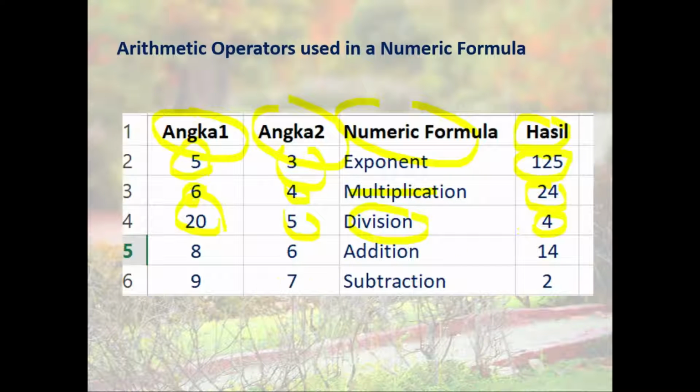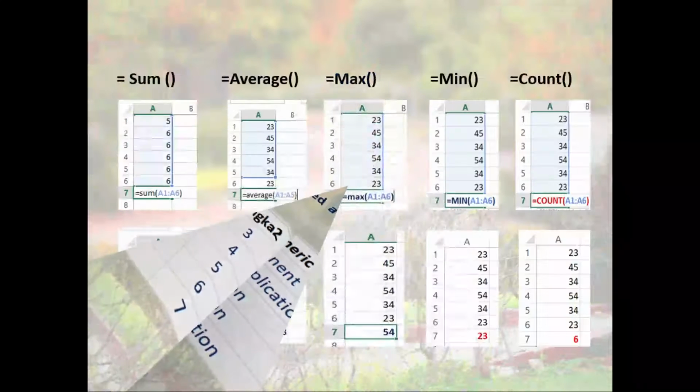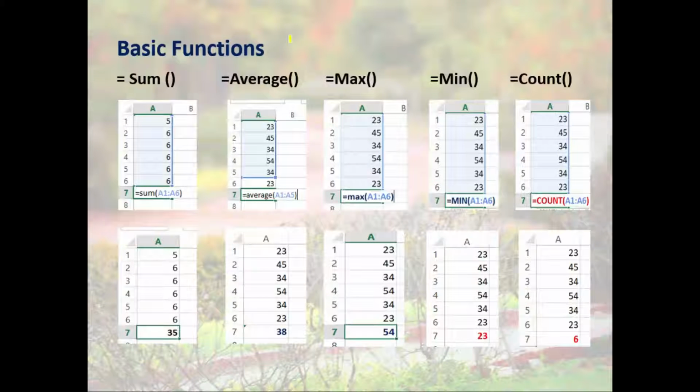And the next, addition. Addition is penjumlahan, 8 add 6 equals 14. And subtraction is pengurangan, 9 subtract 7 is 2. Okay, that's the function of numeric formulas, student. And the next, we study basic functions.